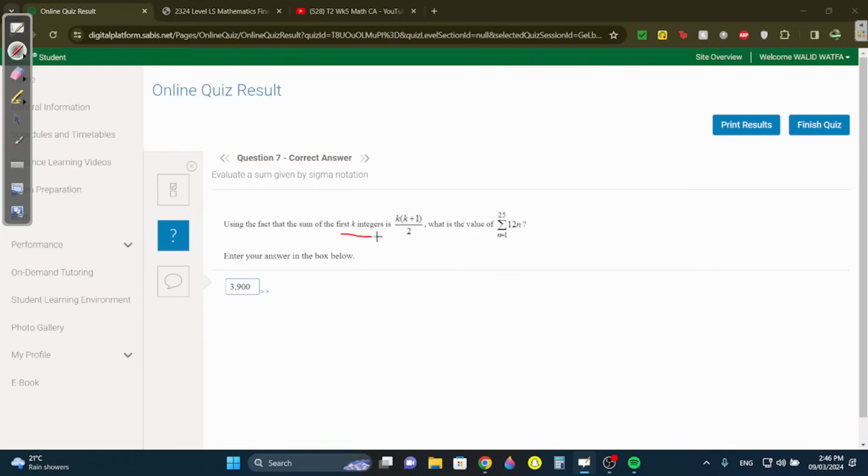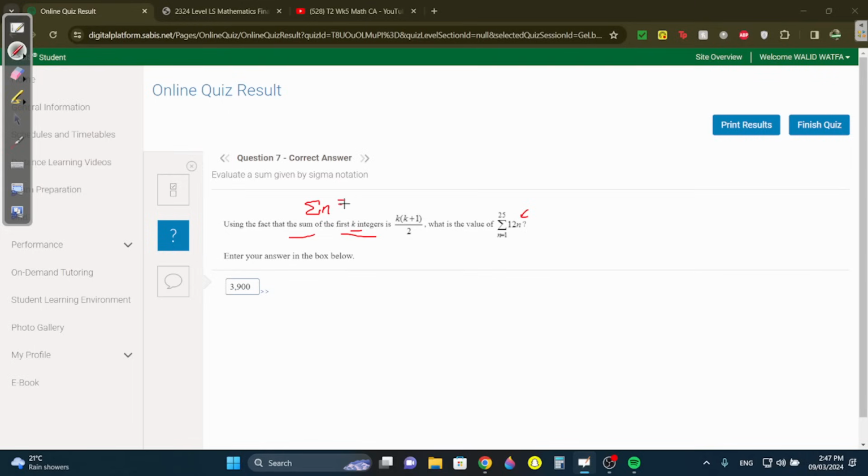Using the fact that the sum of the first k integers is k times k plus 1 over 2, what's the value of sigma 12n? Okay, this is super easy. When you say the sum of the first k integers, that means we're using n. When they say sum, that means they're saying sigma. Sigma of what? Sigma n, because the sum of the first, not k. K is just the variable, the thing you put up top. So k in this case is 25. But it's sigma of n, because that's the variable we're using.